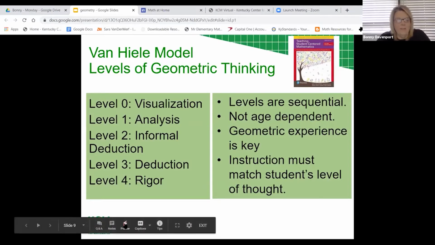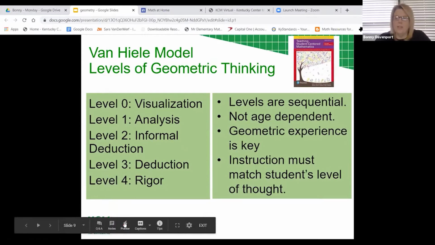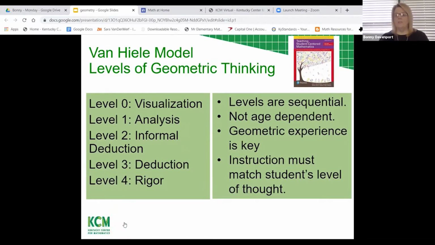So the 5 levels are visualization, analysis, informal deduction, deduction, and rigor. And we are going to focus on these 2 right here because we are going to live in kindergarten through 2nd grade today. So we are basically focusing on visualization and analysis. And just like most of the progressions we talk about, the levels are sequential. Students go through all of those levels, but they're not age dependent. You might have a high school student still in level 0 or 1. It just depends upon the geometric experiences they have, and we have to make sure that our instruction meets the students where they are so that they can build on their thinking.